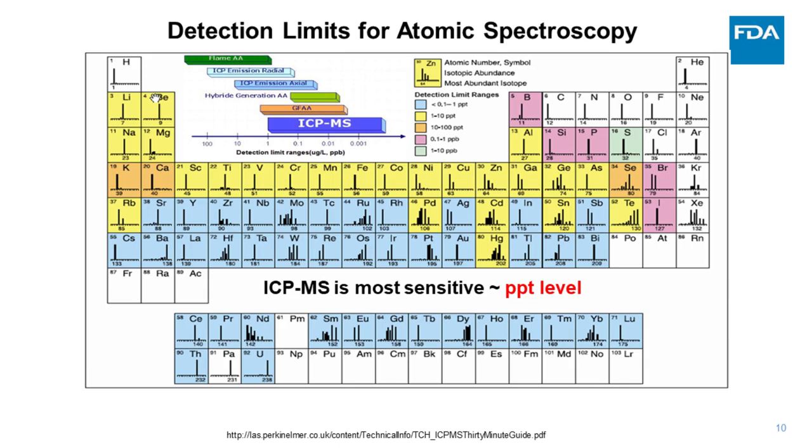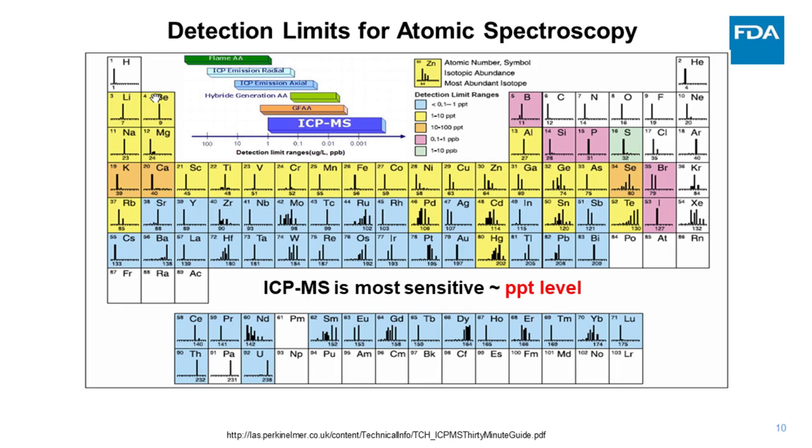I think Robert went over this quickly, so I'm going to go through this quickly. Looking at the detection limits for the different techniques, ICP-MS is the most sensitive among all the techniques for atomic spectroscopy, like flame and graphite furnace. As you can see, atomic absorption is around the PPM range, and as we move to ICP and graphite furnace and ICP-MS, ICP-MS is the most sensitive, mostly in the parts per trillion range all across the periodic table.